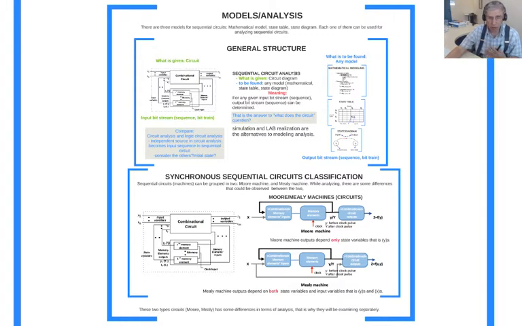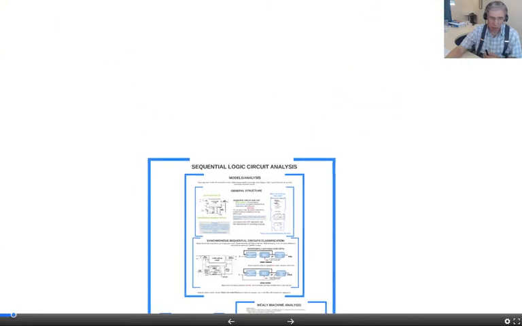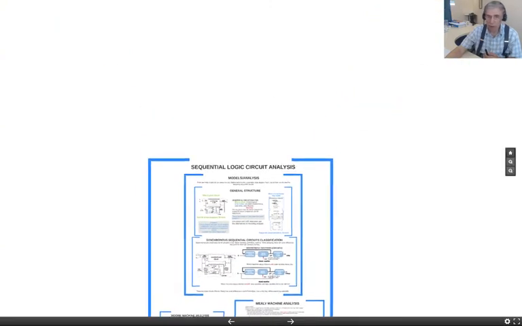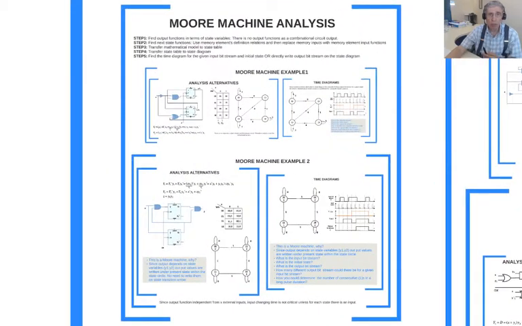Why have we done this classification? Because there are some differences between Moore and Mealy machine sequential circuit analysis. Therefore, we have seen this classification. And next, in this frame, what we will be doing is to analyze Moore machines.